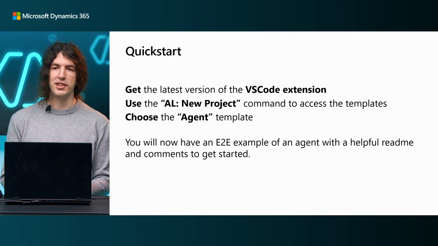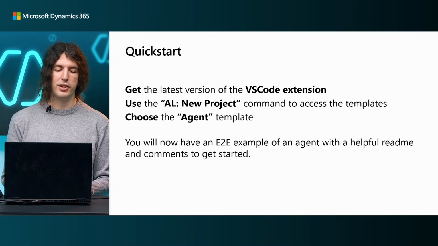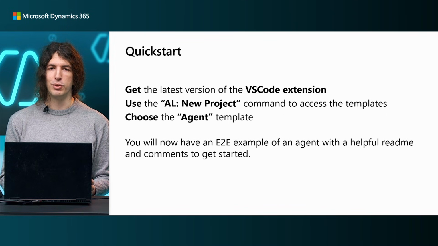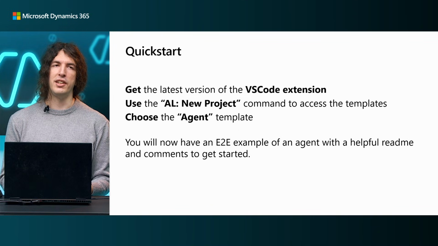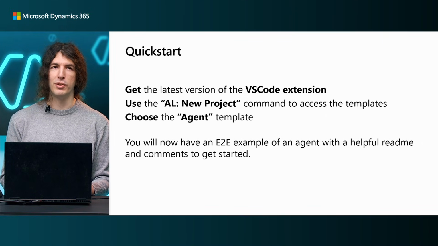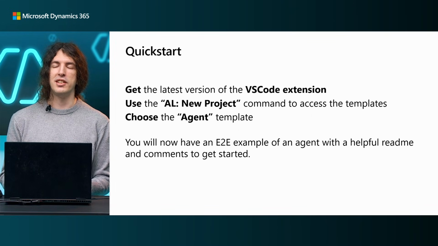To get a quick start and jump right into it, you can get the latest version of the VS Code extension and use the new project command to access our templates. There you will find a new template called agent, where you will get both samples of the code that will be shown and an almost ready agent that you can publish and see directly in the UI. You will also get a very nice README that you can go through to figure out all the different parts of designing an agent and setting up different functionalities that are offered by Business Central.